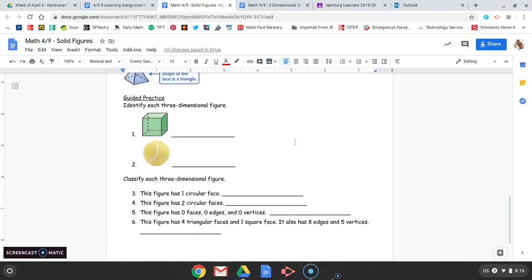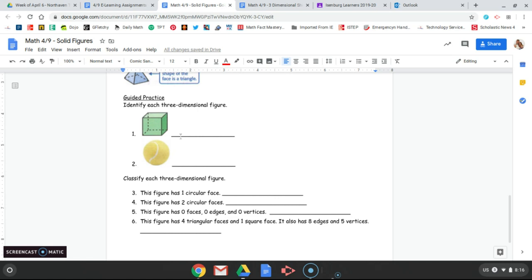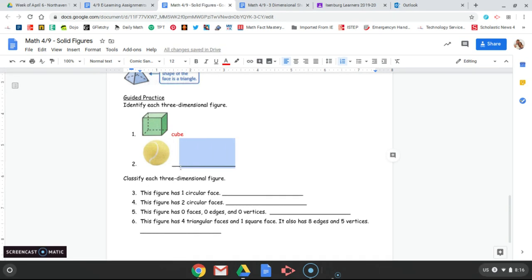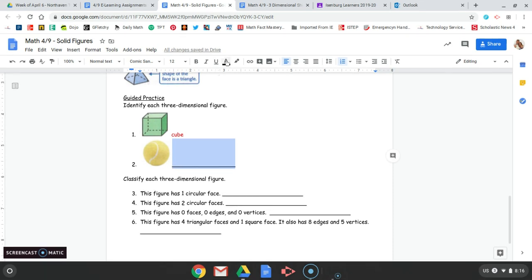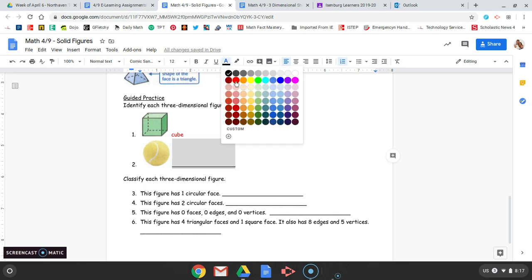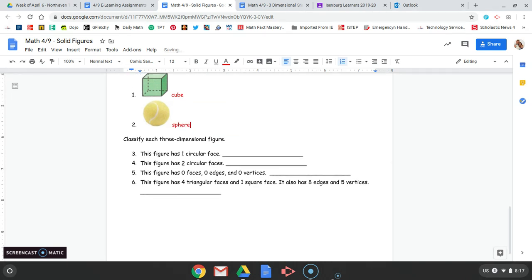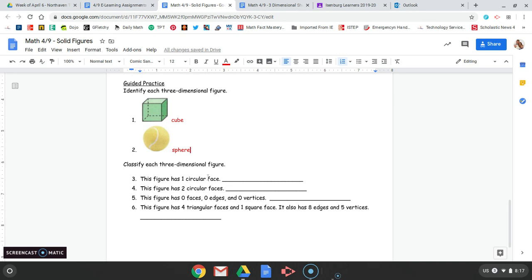Then, guided practice, we're going to name some more shapes. Identify each three-dimensional figure. Well, I noticed that this one has faces that are all squares. And when we have faces that are all squares, that figure is a, hopefully you said, cube. The next one is shaped like a ball. I noticed that there are no faces, there are no vertices, there are no edges, so that must be a sphere.